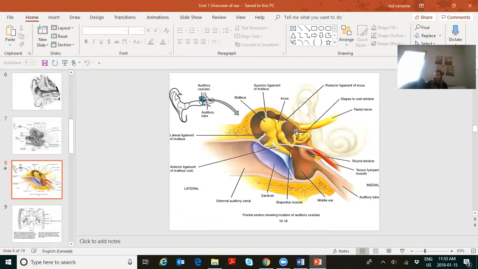That, by the way, is why children get earaches. They get a sore throat, and the infection crawls up that eustachian tube and infects the middle ear space. And then you get what's called an earache.